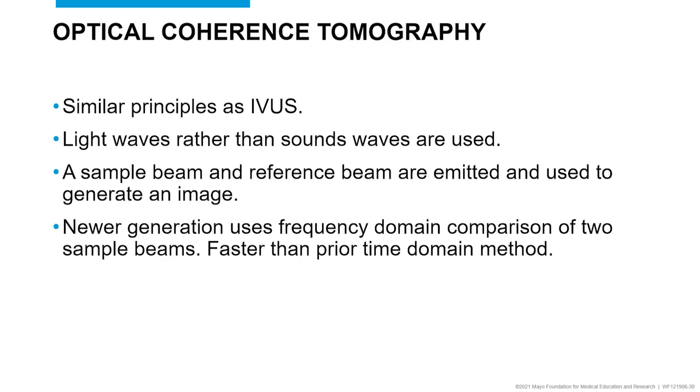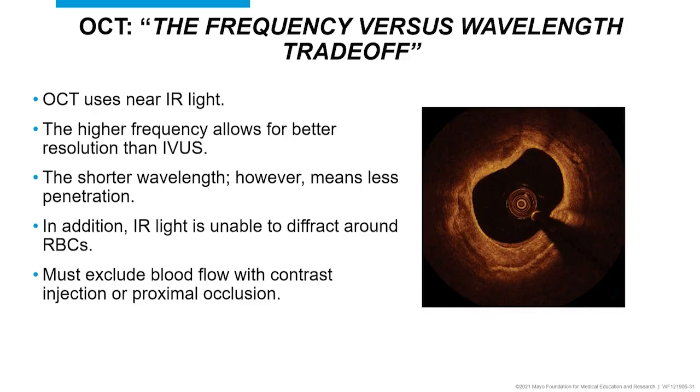OCT has similar principles as IVUS. It's based on light waves rather than sound waves. And basically there's a sample beam and a reference beam. These are emitted and these are used to generate an image. The newer systems are faster because they use frequency domain methods compared with time domain methods of reconstruction. The frequency of near-infrared light is very high, so your resolution with OCT is excellent. You can see beautiful images with excellent detail along the intima and the inner layers of the artery.